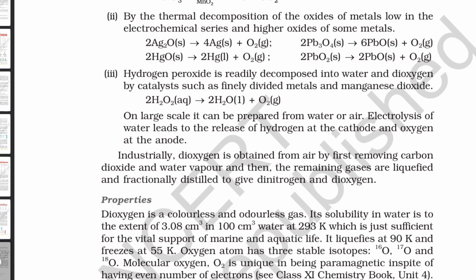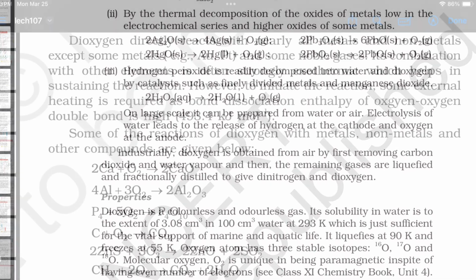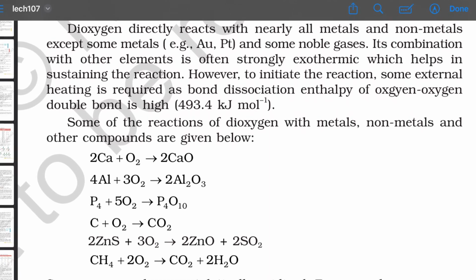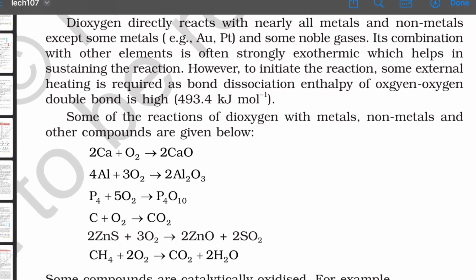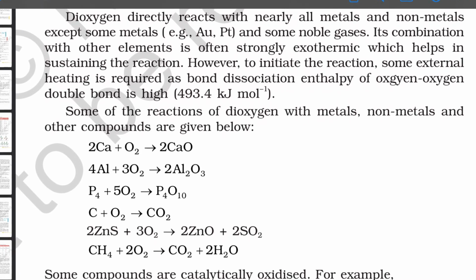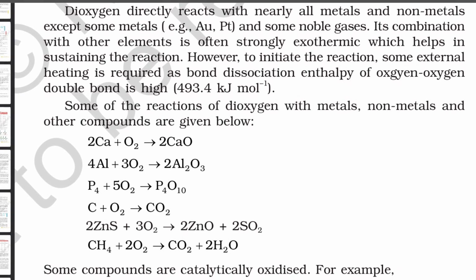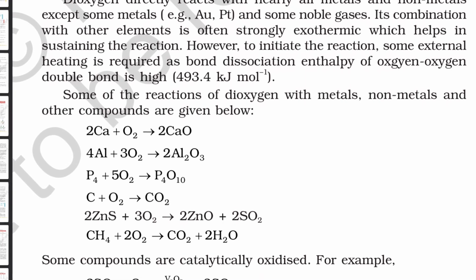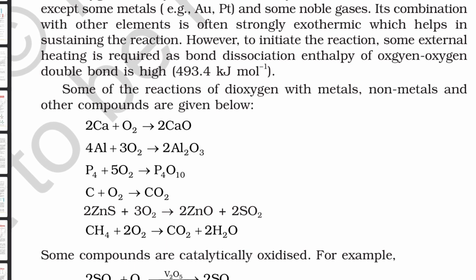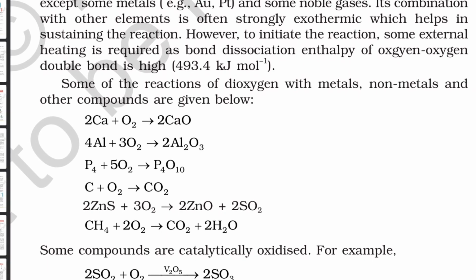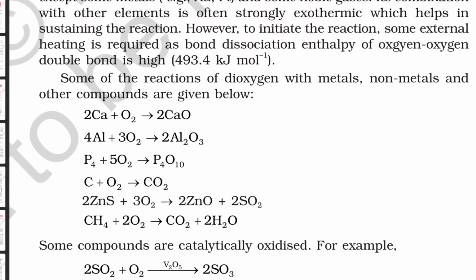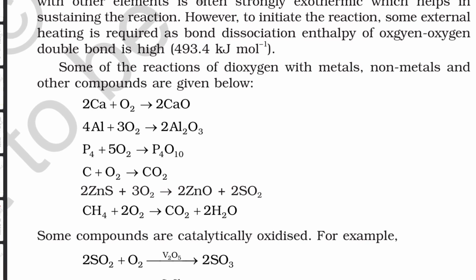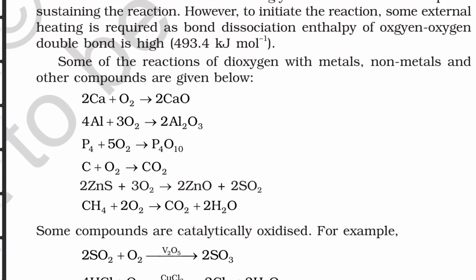Class 11, chemical bonding, we remember this for a long time. Dioxygen directly reacts with nearly all metals and non-metals except some metals like gold and platinum and some noble gases. Its combination with other elements is often strongly exothermic, which helps in sustaining the reaction. However, to initiate the reaction, some external heating is required as bond dissociation enthalpy of oxygen double bond is high, 493.4 kilojoules per mole. I think you remember nitrogen triple bond also. Yes, 941.4. Good.